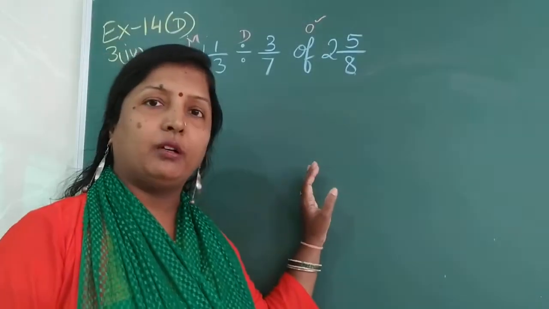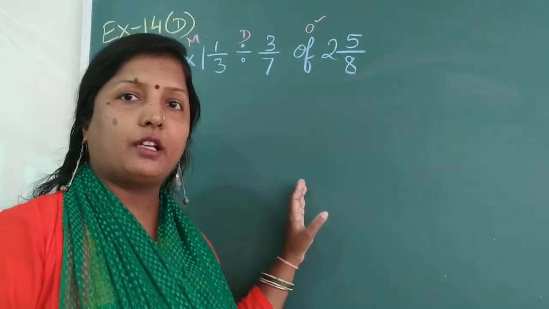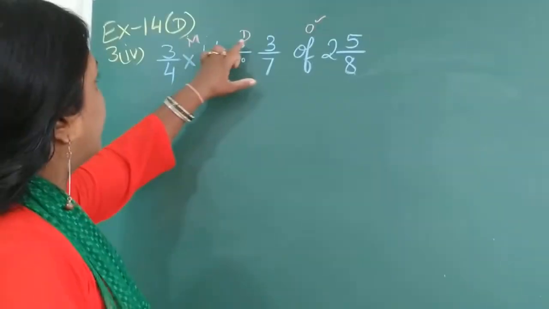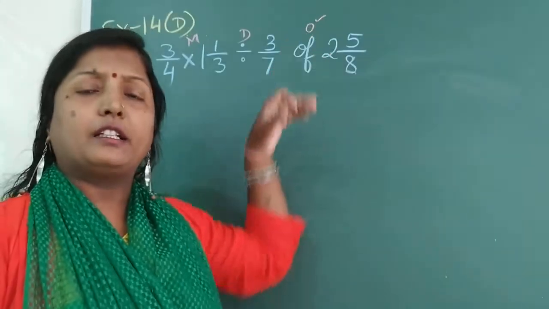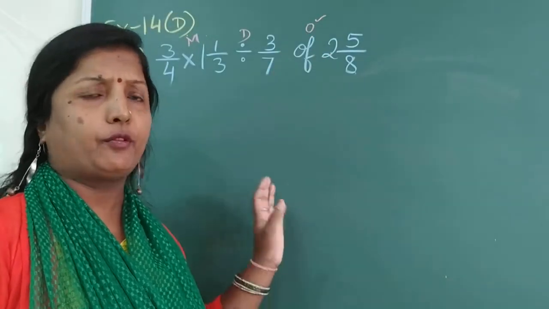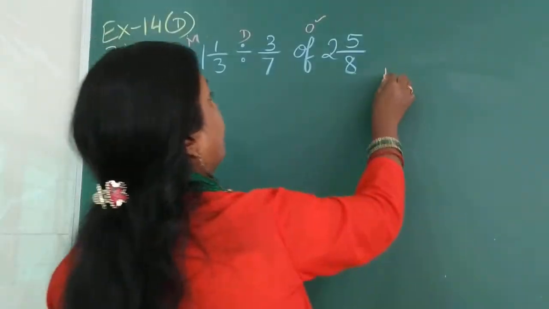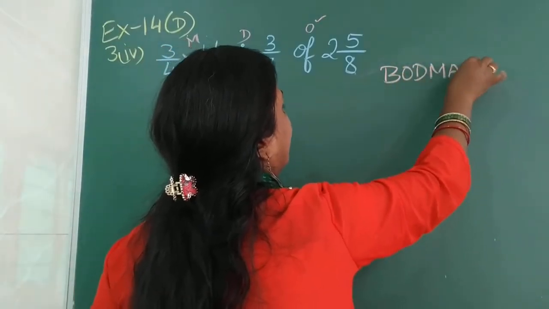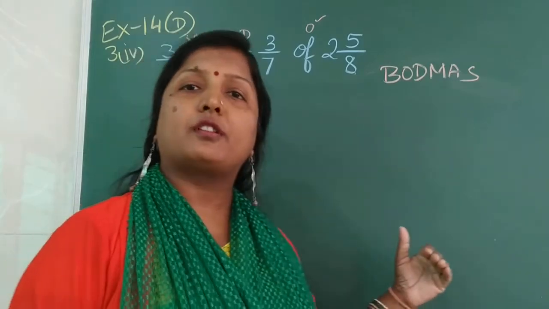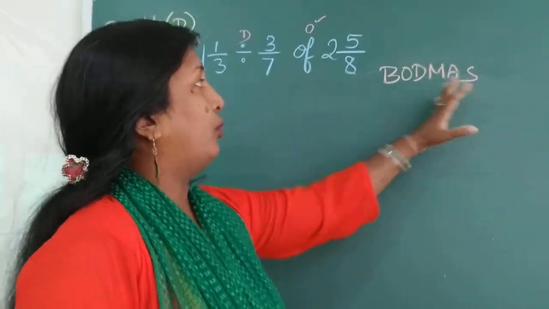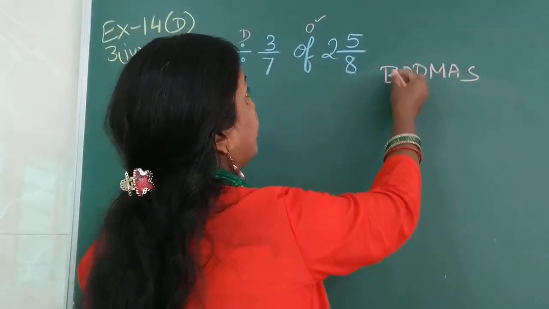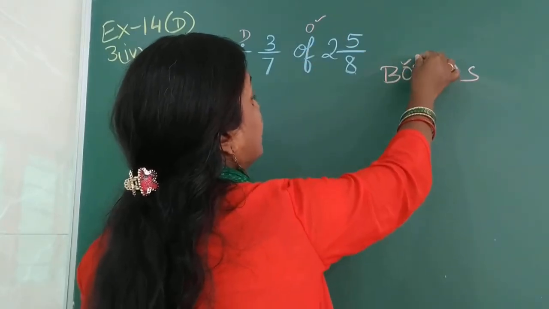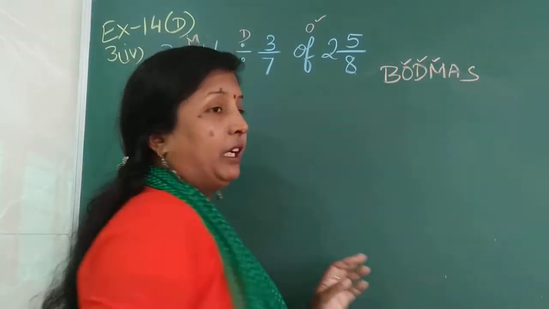I have taken one more number in which all the operators are not there. We only have multiplication, division and "of". Let us understand how to do it when this type of question is also there. First, you may write down, because you are doing it for the first time, it will be better you write the BODMAS and decide what to be done first. So we know we have to do "of" first, then division, then multiplication.